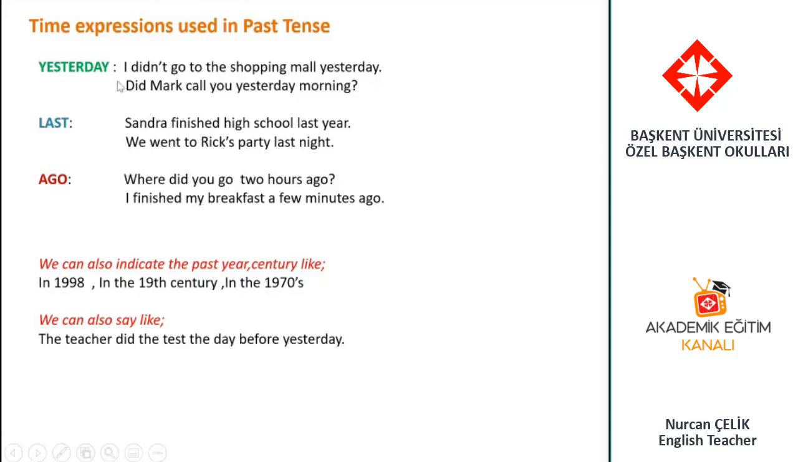We use yesterday at the end of the sentences. We can use it alone, or we can use it with another time word. Yesterday morning, yesterday evening, yesterday afternoon, like yesterday night. But mostly we don't say yesterday night, we say last night, like this. I didn't go to the shopping mall yesterday. Did Mark call you yesterday morning?